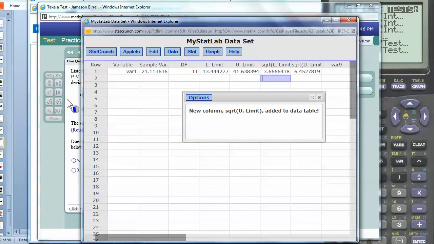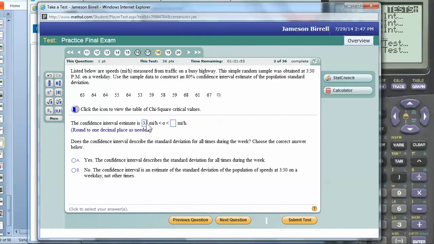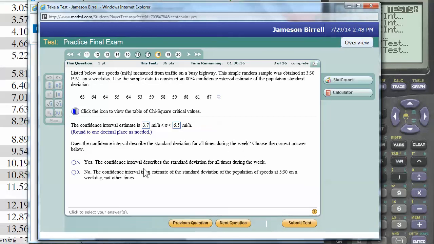So we're looking at how many decimals? One as needed, 3.7, 6.5. Does the confidence interval describe a standard deviation for all times during the week? Choose the correct answer below. And I would go with no, the confidence interval is an estimation of the standard deviation of the population of speeds at 3:30 on a weekday, not other times.